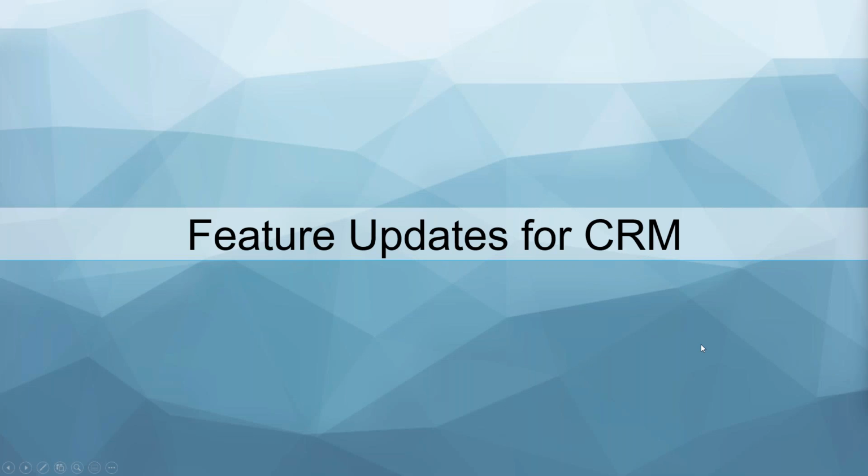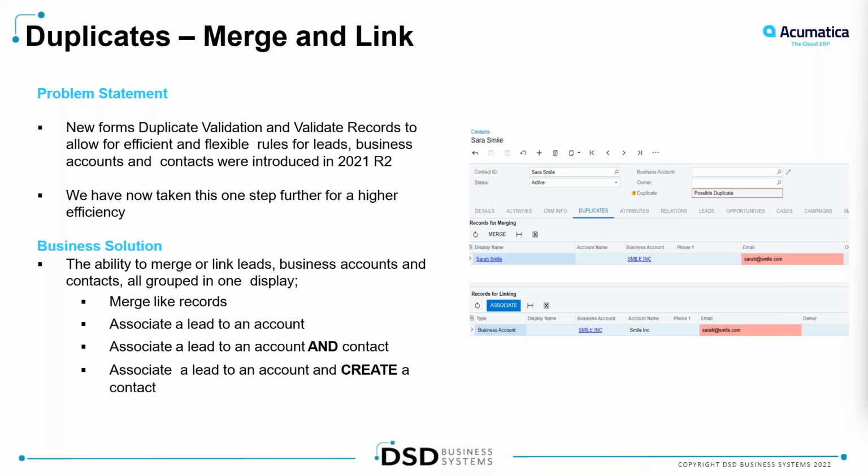So let's look at some features within the CRM model. These are some great enhancements that many folks have been asking for some time. First one is duplicates and the ability to merge or properly link the records together. Acumatica has had some duplicate checking for a while in the database, but then it would just sort of trap it, and then you still had to manually triage it.